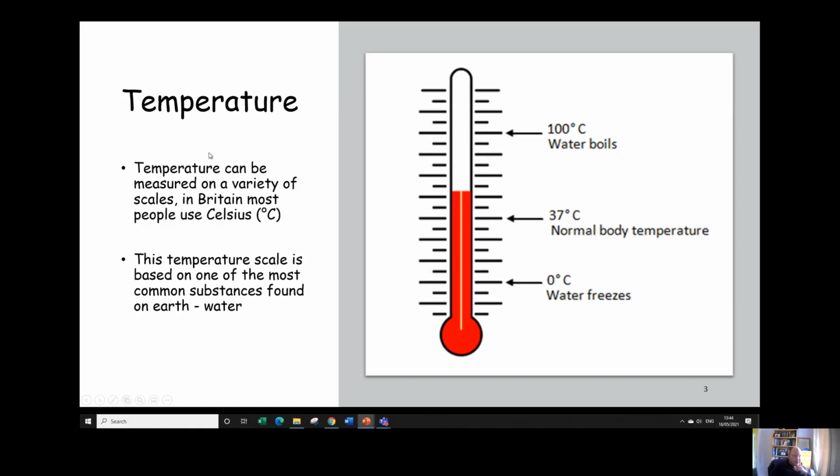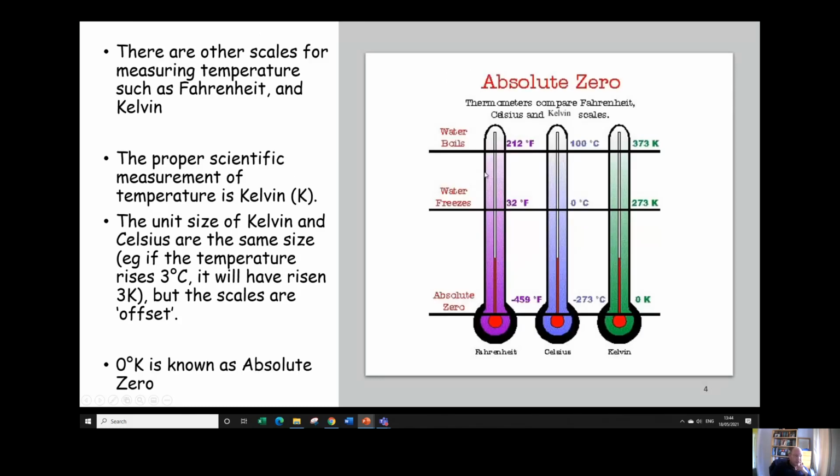Temperature can be measured in a variety of scales, but in Britain we generally use Celsius. Some people might call it centigrade. And this temperature scale is based on one of the most common substances found on Earth, which is water. At 0 degrees Celsius, water will freeze, and at 100 degrees Celsius, water will boil. There are other scales, for example, Fahrenheit. They used to use Fahrenheit in the UK, not anymore, and they do still use it in the US.